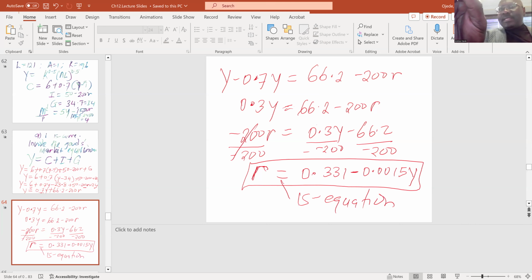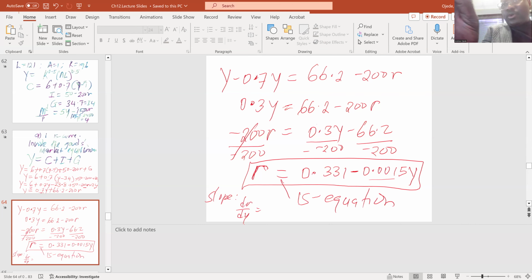If I ask you to get the slope of this IS equation after you made R the subject, you take dR/dY, the derivative. This is just the coefficient on Y, which is negative 0.0015, less than 0, because the IS curve has a negative slope. When you put R there and Y here, you know it slopes downwards.